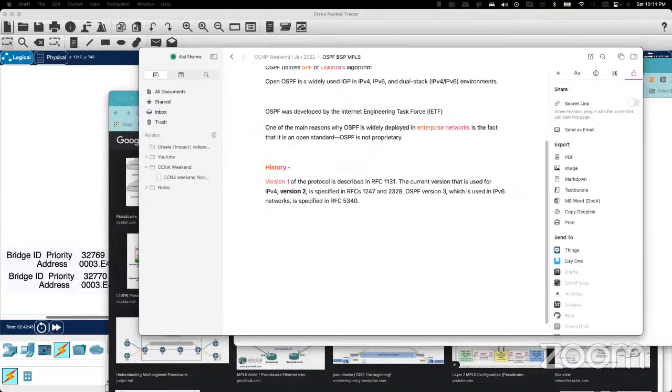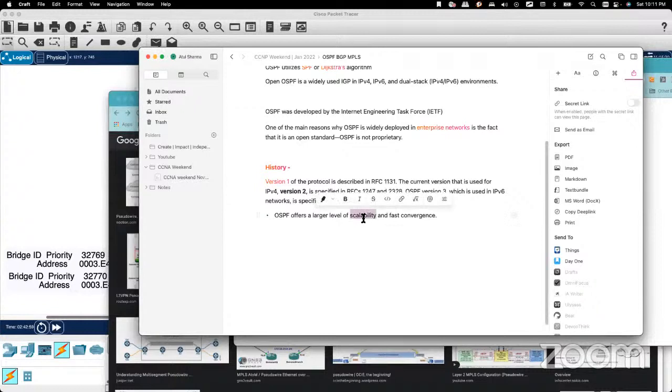Okay, so now OSPF offers a large level of scalability and faster convergence. Okay, so when it comes to the points, I will write the points here. OSPF offers a large level of scalability, which means you can keep adding routers. There is no limit in OSPF. You can add an unlimited number of routers in OSPF. So there is no limit. You can add a lot of routers. But the problem with adding a large number of routers is a problem in OSPF called LSA flooding, which I will explain. So despite it being a relatively simple configuration, OSPF is used in bigger companies.